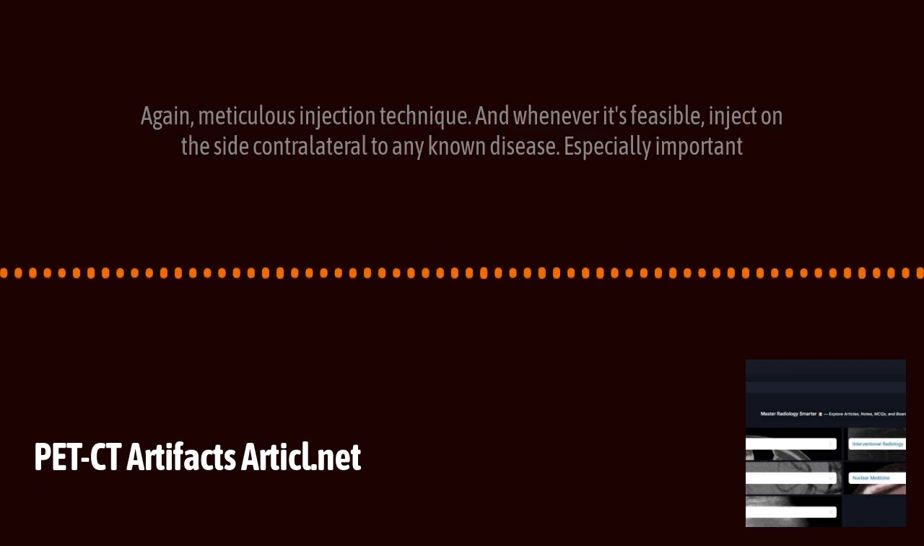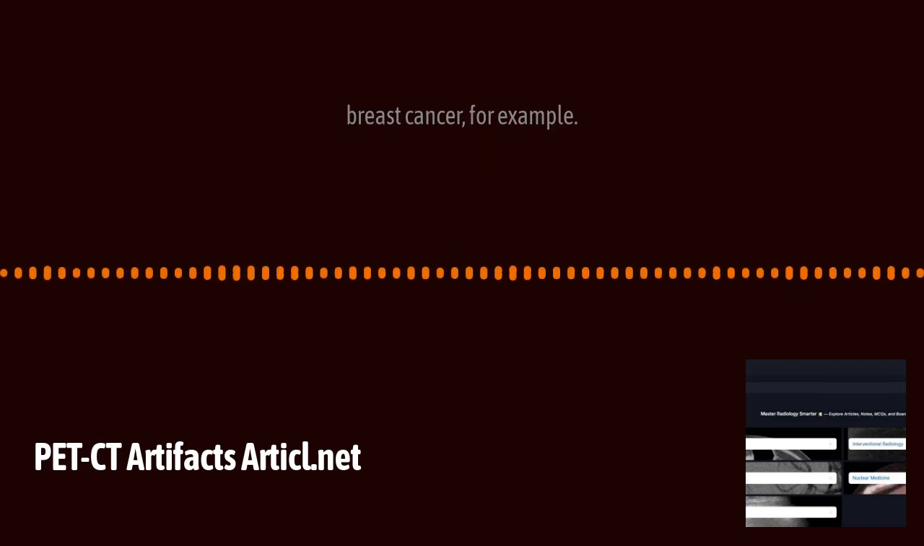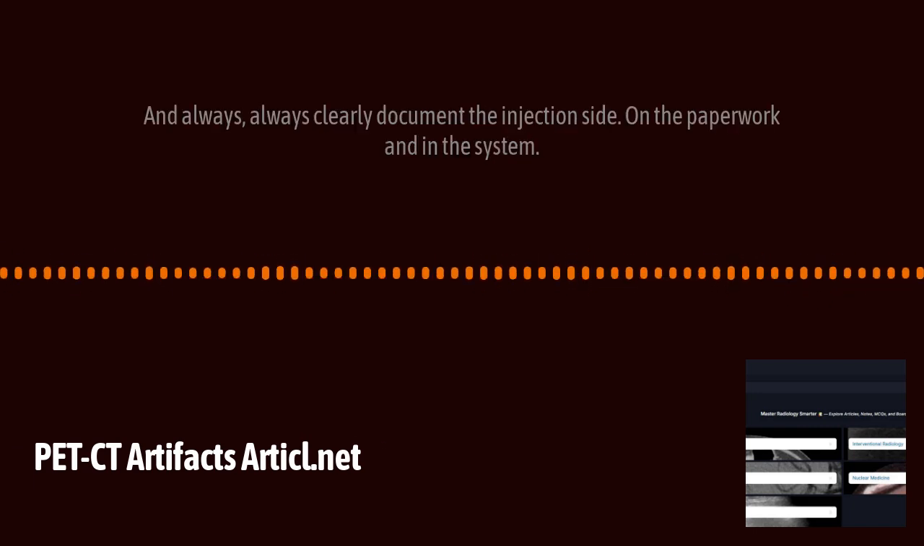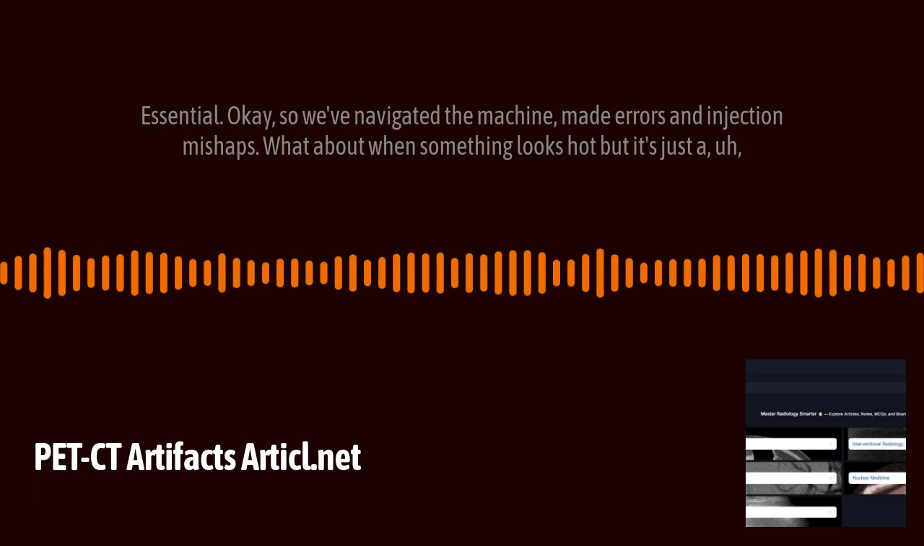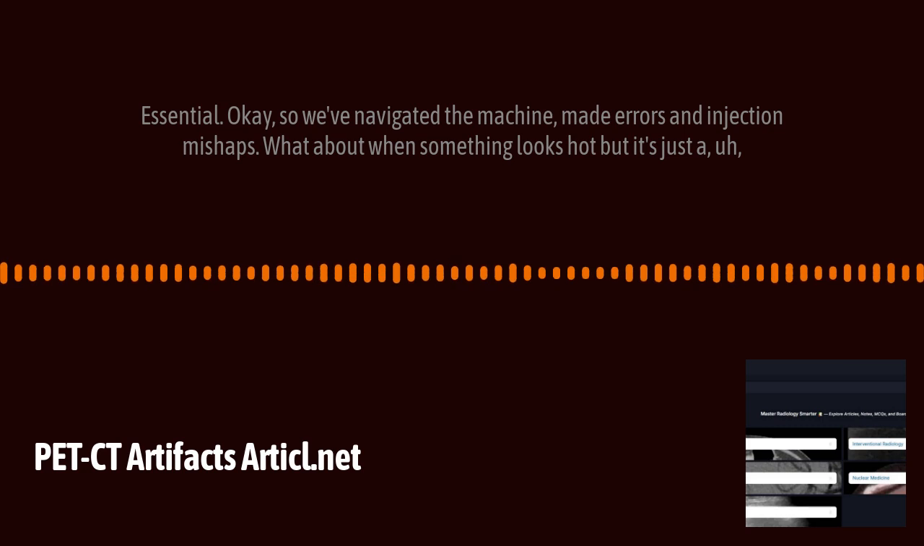Again, meticulous injection technique. And whenever it's feasible, inject on the side contralateral to any known disease, especially important in breast cancer, for example. Good tip. And always, always clearly document the injection site on the paperwork and in the system. Essential.